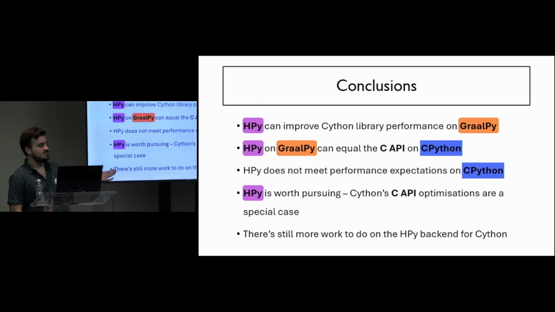So in general, HPy is worth pursuing because Cython's C API optimizations on CPython are a very special case. Sorry if I mix up CPython and Cython a lot. It happens to the best of us. Okay, yes. But there's still more work to be done on the HPy backend for Cython in the end.